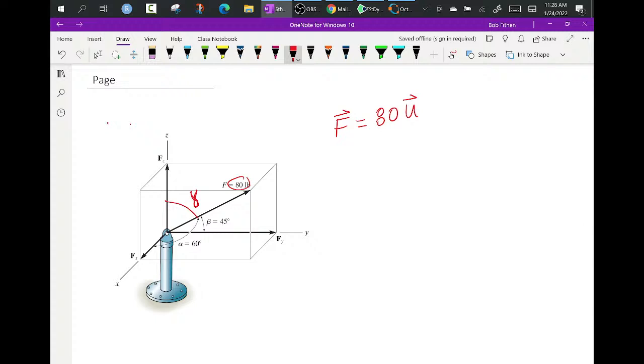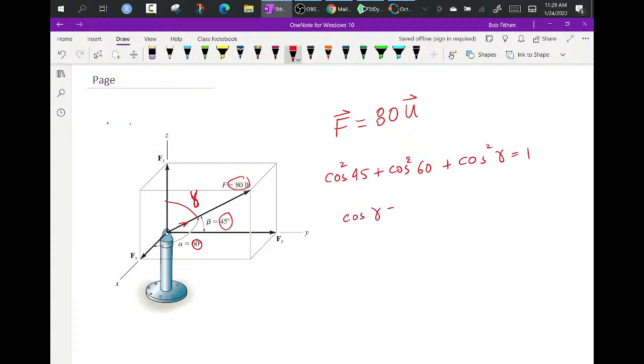So here's the deal. Cosine of 45, which is this number, and you square it, plus the cosine of 60 squared, plus the cosine of whatever that is, it's got to equal 1. I want my unit vector to be a unit vector of 1. So what do I do? Inverse cosine. How about doing it that way? Well, first let's do it this way.